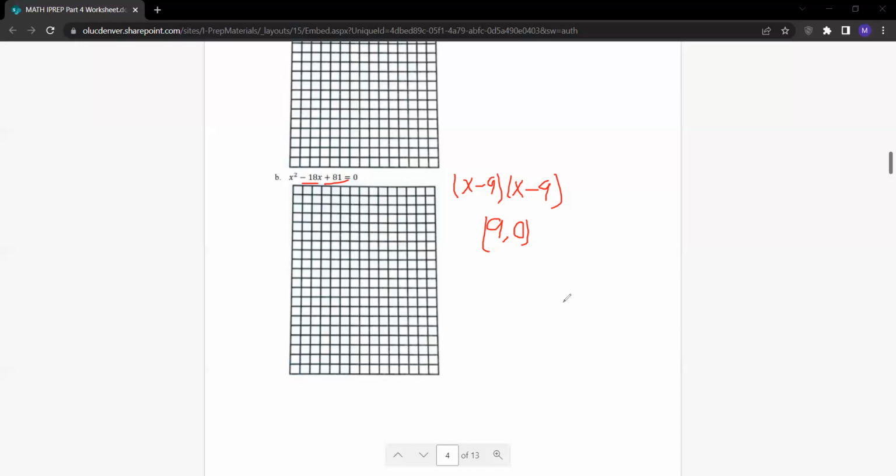So next we can go over our vertex, which remember is h is equal to -b over 2a. So -b is -18. So then we have +18 over 2a. A is 1. So 2 times 1 is 2. 18 over 2 is equal to 9. So then we plug 9 into our equation. What do we get? We get 0, right? Because we can plug it in here. 9 minus 9 is 0. 9 minus 9 is 0. So our vertex is also going to be 9, 0.